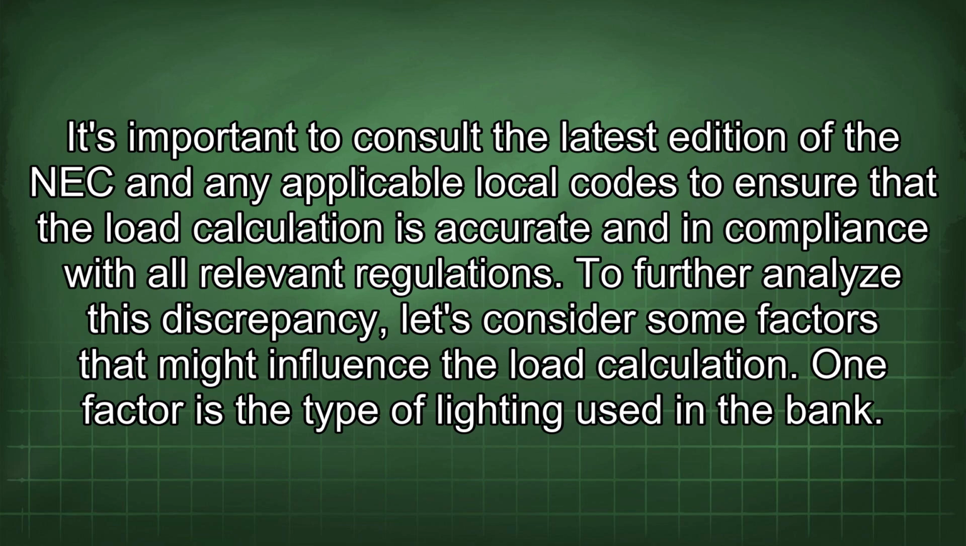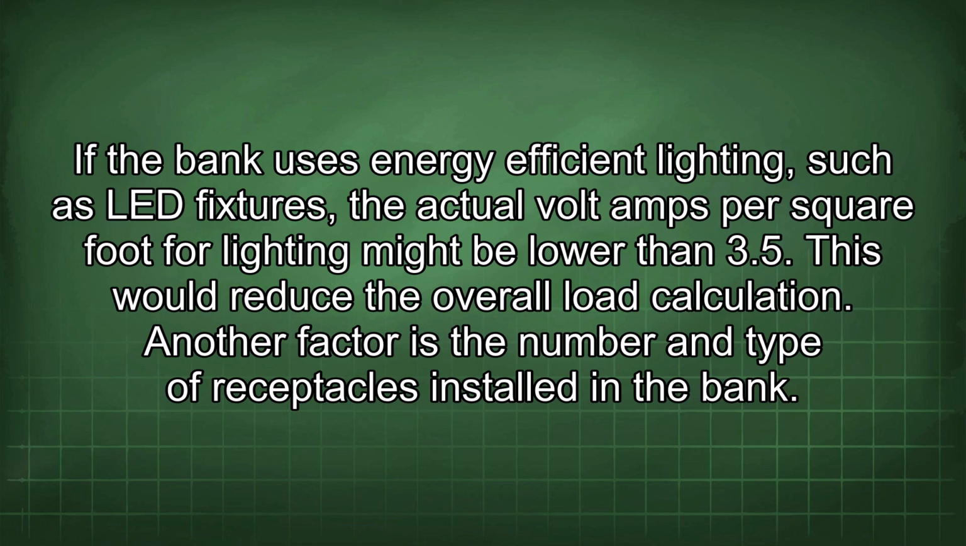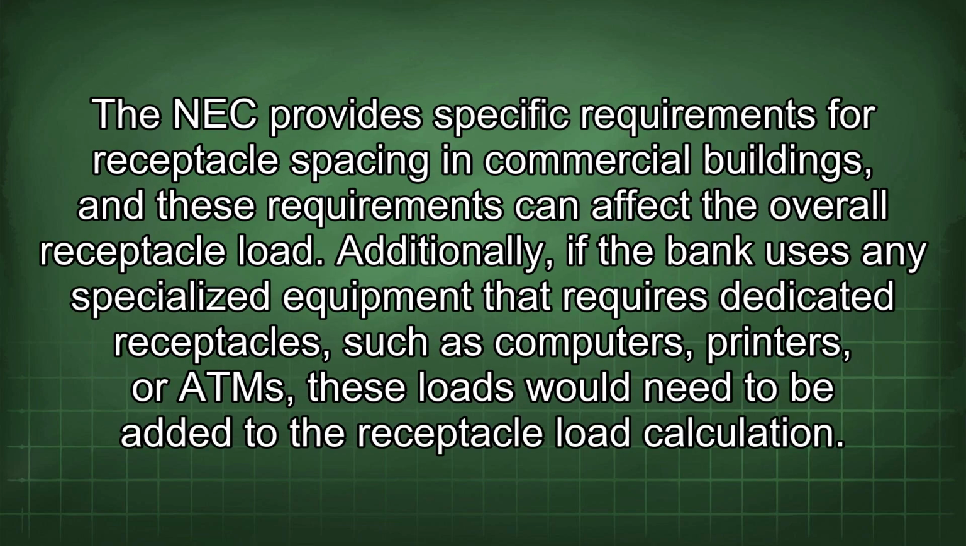One factor is the type of lighting used in the bank. If the bank uses energy-efficient lighting, such as LED fixtures, the actual volt-amps per square foot for lighting might be lower than 3.5. This would reduce the overall load calculation. Another factor is the number and type of receptacles installed in the bank. The NEC provides specific requirements for receptacle spacing in commercial buildings, and these requirements can affect the overall receptacle load.